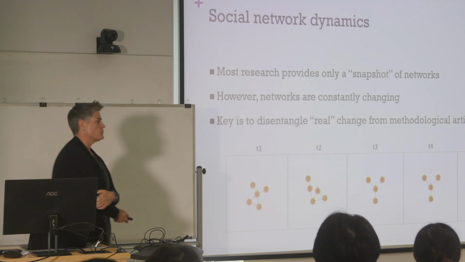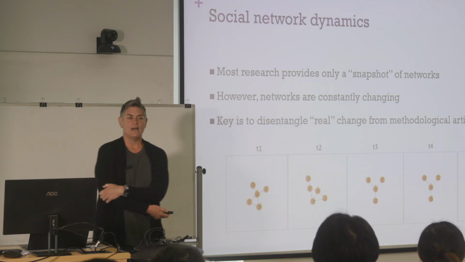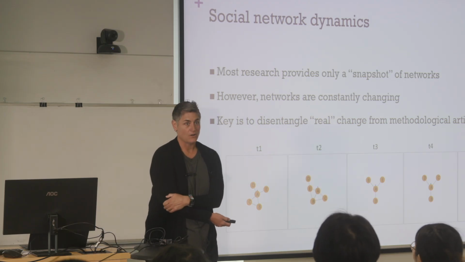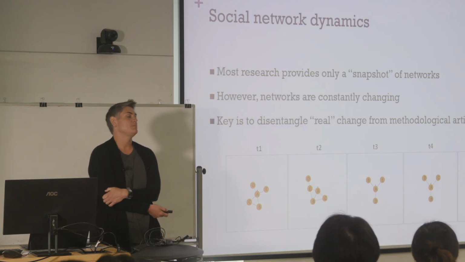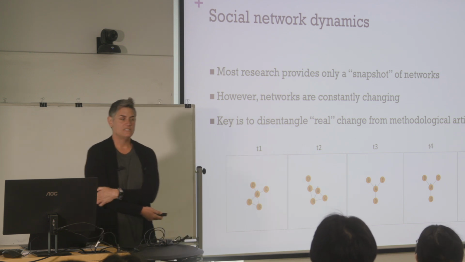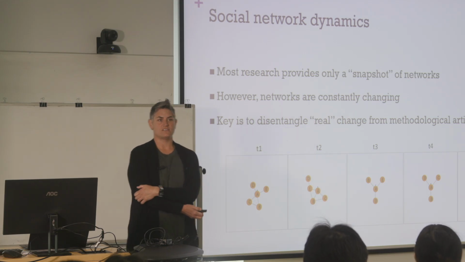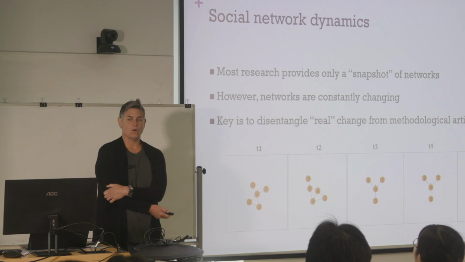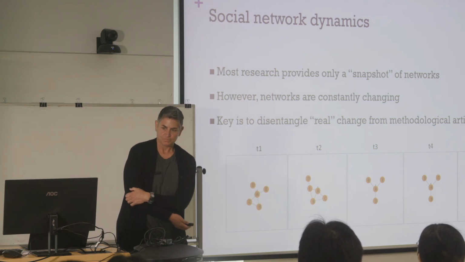A lot of research only provides a snapshot of networks at one point in time. But this is really problematic because we know that networks are super dynamic. They're always changing, especially at the level of alters, like who the specific people are that make up the networks. Those change a lot and they change pretty quickly depending on what's going on in your life, social context, things that are happening internal to the network, et cetera. So the key is to disentangle what's real change from what's methodological artifact.